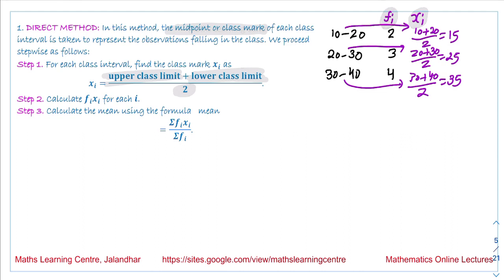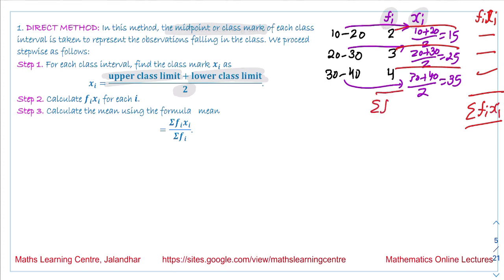Now we have to calculate the mean, and to calculate the mean we have to calculate fi into xi. We multiply these terms and write the values over here. We will find the value of sigma fi xi and the value of sigma fi, and the formula for the mean is sigma fi xi over sigma fi, and this will give us the final answer. On dividing these two values, we will obtain the final value of the mean. With the next example, this method will be more clear to you.